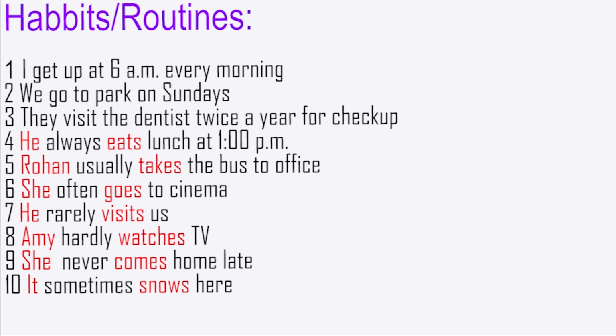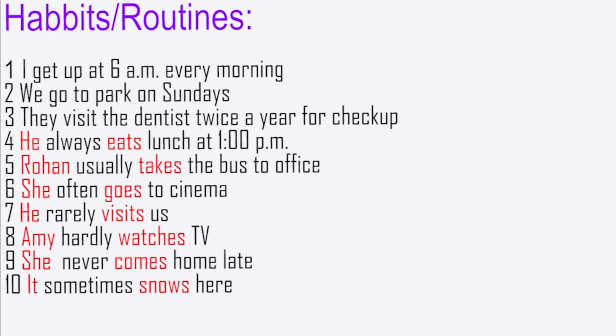Now the next example. We go to park on Sundays. This means we went to park last Sunday, we went to park this Sunday, and we will go to the park next Sunday. This is a habit that we repeat on every Sunday.